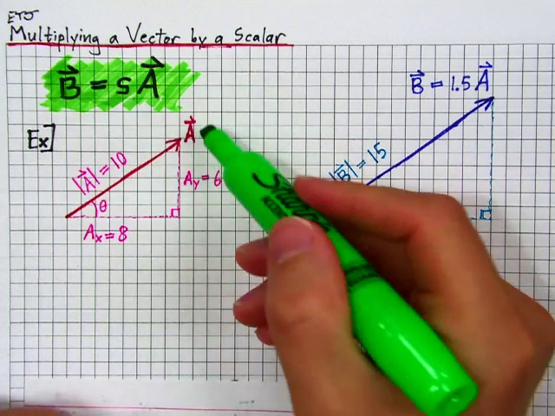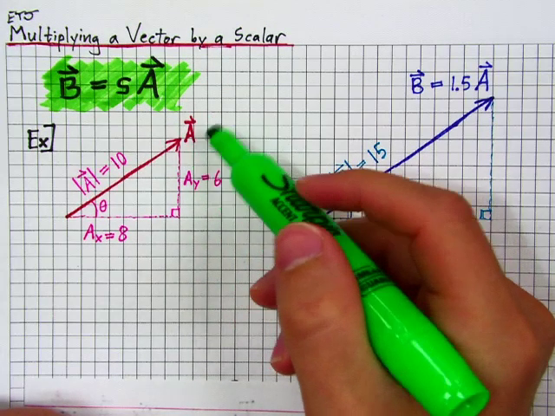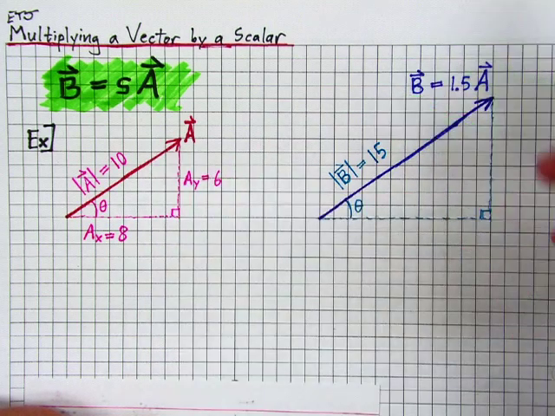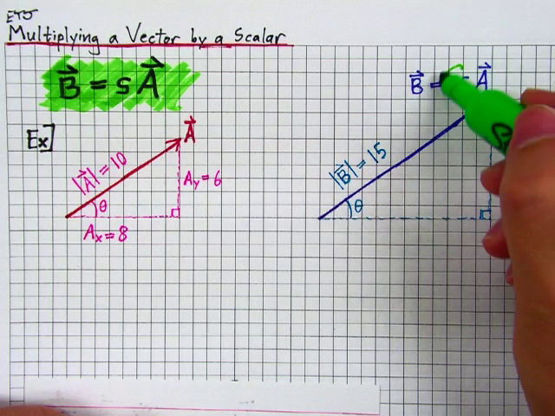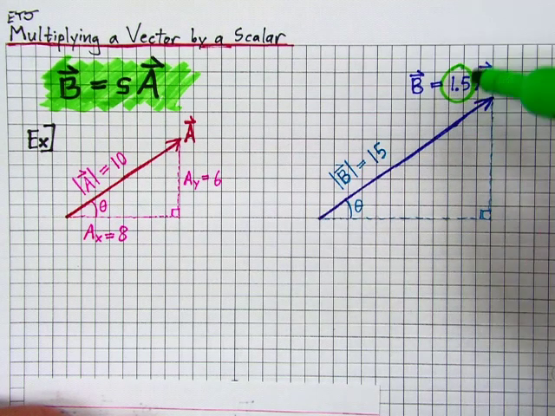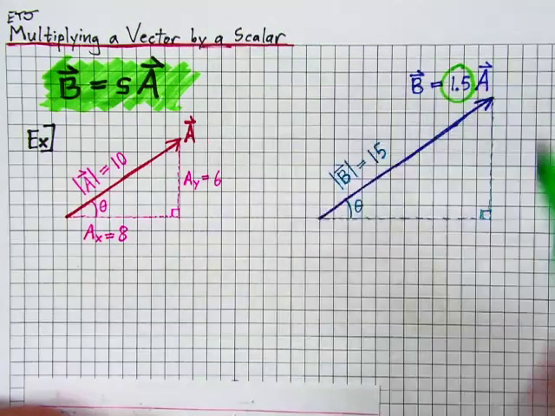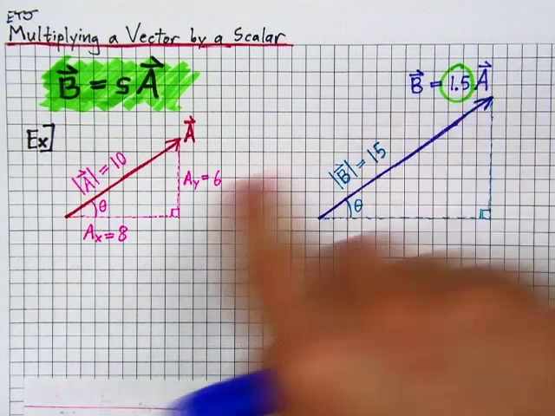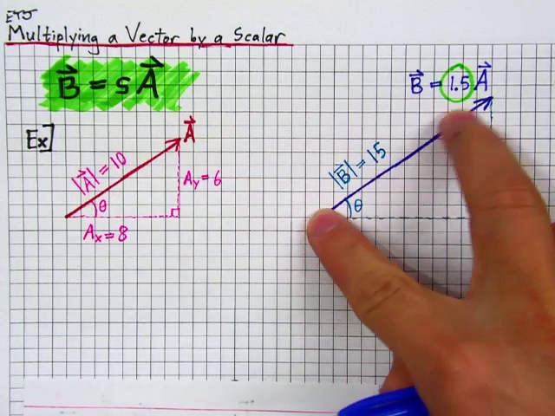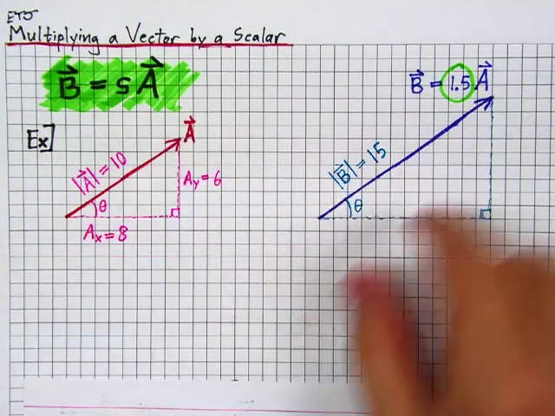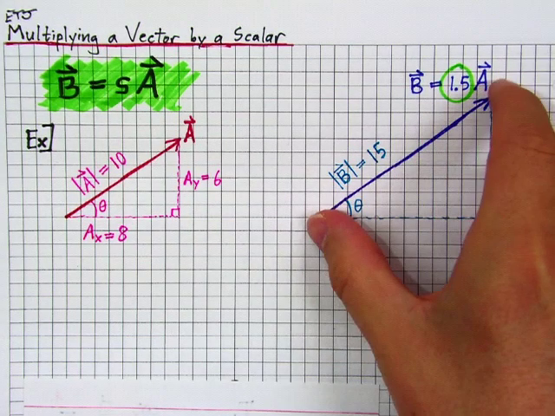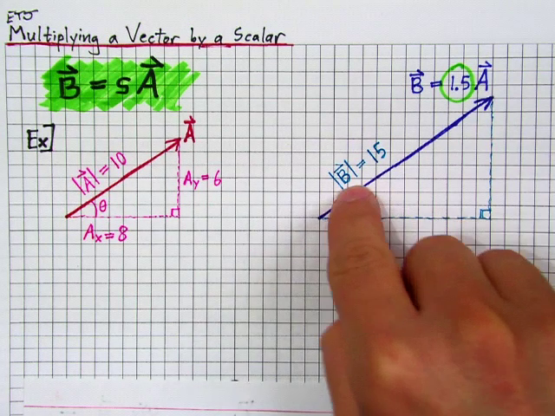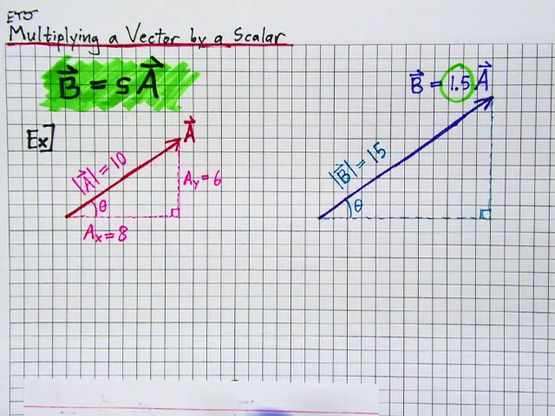Turns out if I multiply the vector A by the number, the scalar 1.5, what I get is a new vector. Let's call it B. So B equals 1.5 times A. 1.5 is that scalar right there. And what we see is that this scalar effectively scales up vector A. It takes that original vector and makes it 1.5 times longer. So if the magnitude of A was originally 10, then the magnitude of B is now 15.